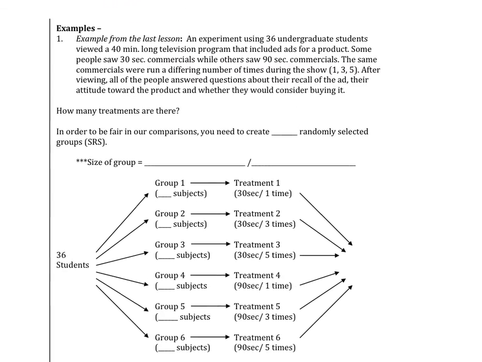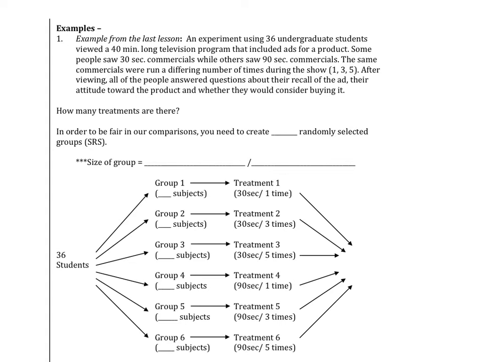So in example 1, this is from the last lesson, an experiment using 36 undergrad students. They viewed a 40-minute long television program that included ads from a product. Some people saw 30-second commercials while others saw 90-second commercials. The same commercials were run differing numbers of times during the show. So some people saw it 1 time, some saw it 3 times, some saw it 5 times. And after viewing, all of the people answered questions about their recall of the ad and their attitude towards the product, whether they consider buying it or not. So people are seeing the ad a different number of times, and some people are seeing longer commercials than others.